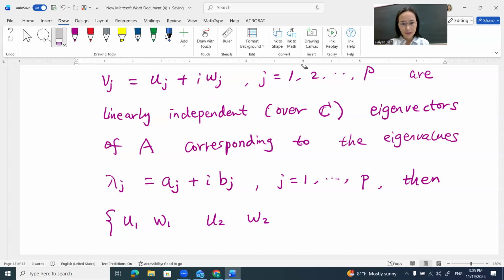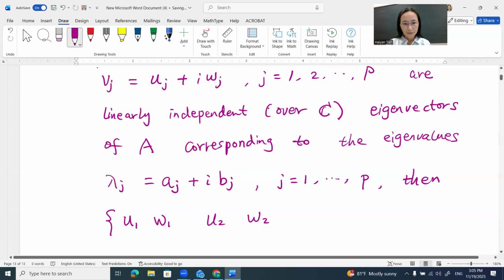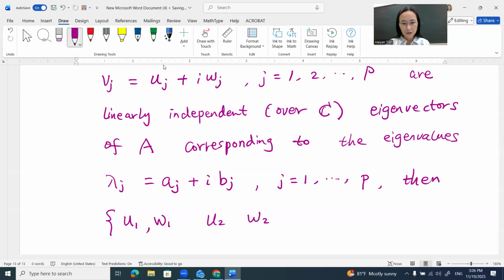So that means we have real valued vectors now. See, u1, w1, they are real valued. u2, w2, real valued vectors. And then the last one will be up, wp.